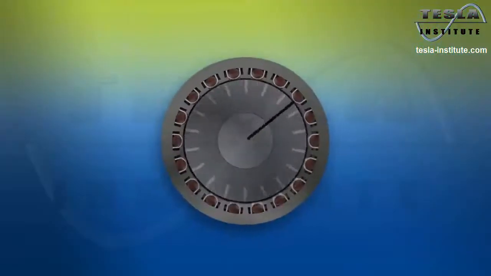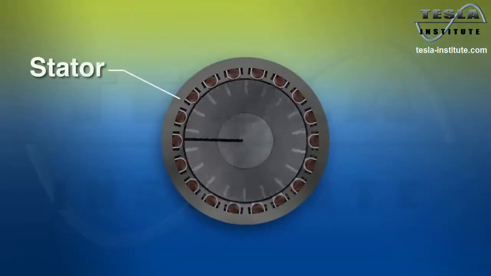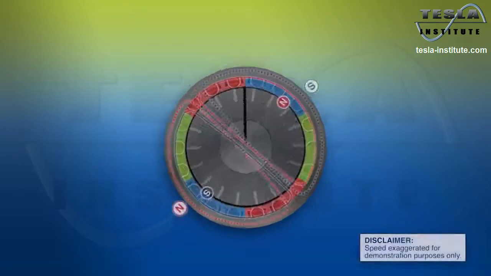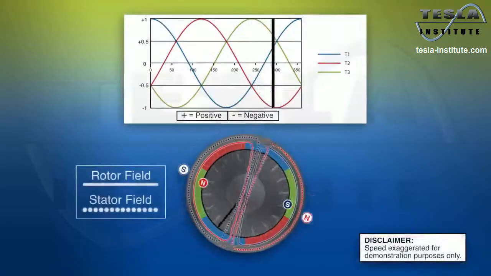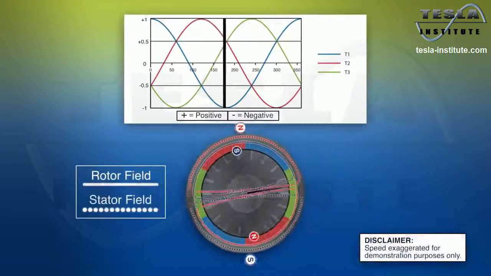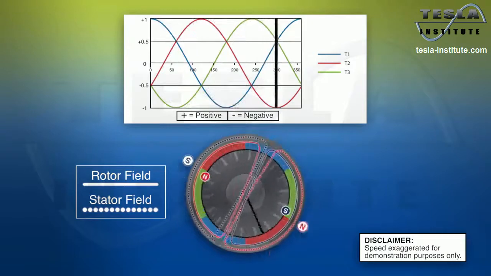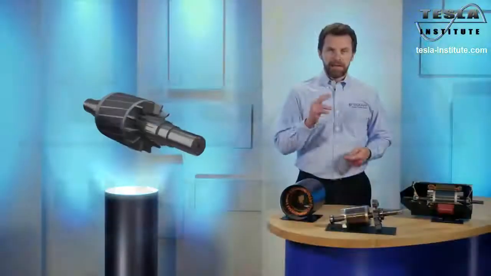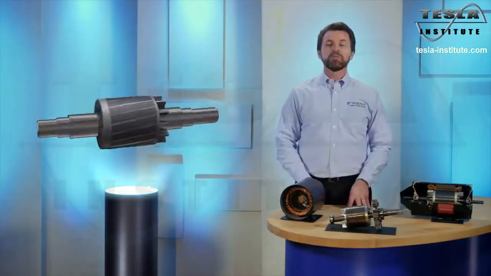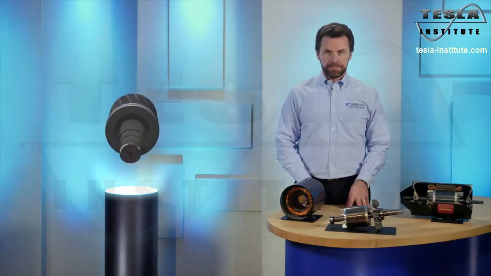Here's an example of a simplified model. You can see that the stator is mechanically stationary, but when we combine three-phase alternating current with the correct placement of the stator slots, we create a rotating magnetic field. Now let's look at the rotor and see what role it plays in the induction process.